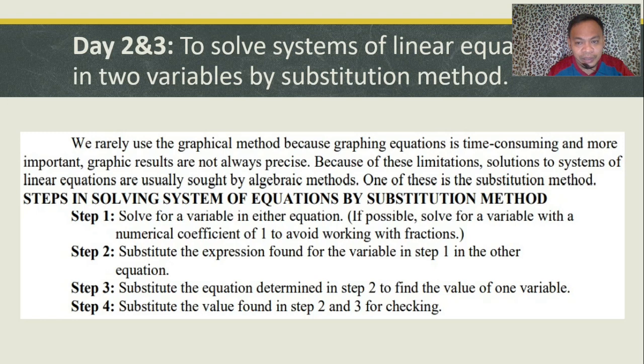Okay, so because of this limitation, solutions to systems of linear equations are usually solved by algebraic methods. One of these is the substitution method. So, steps in solving systems of equations by substitution method. First, solve for the variable in either equation. If possible, solve for a variable with a numerical coefficient of 1 to avoid working with fractions. Then for step number 2, substitute the expression found for the variable in step 1 in the other equation. Then step 3, solve the equation determined in step 2 to find the value of one variable. Then for step 4, substitute the values found in steps 2 and 3 for checking.